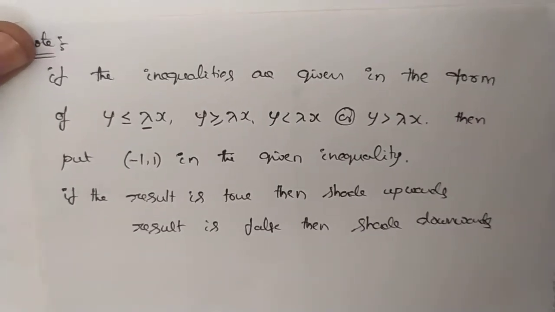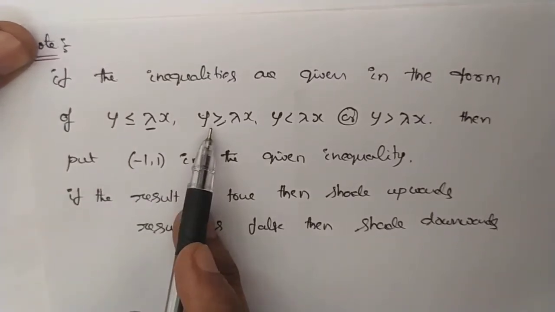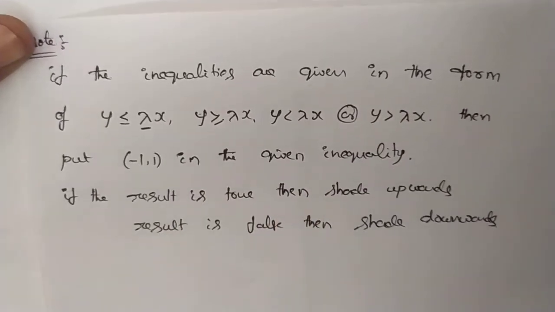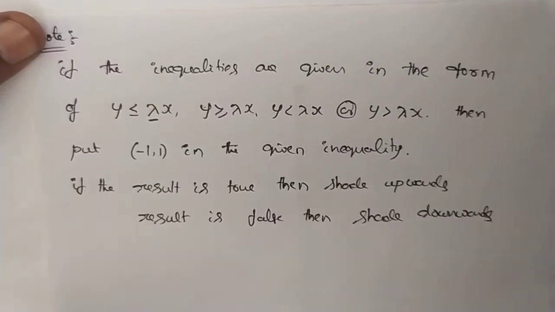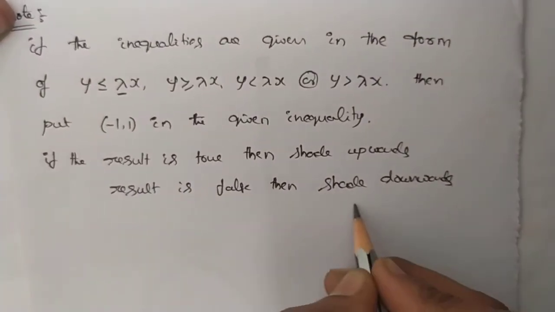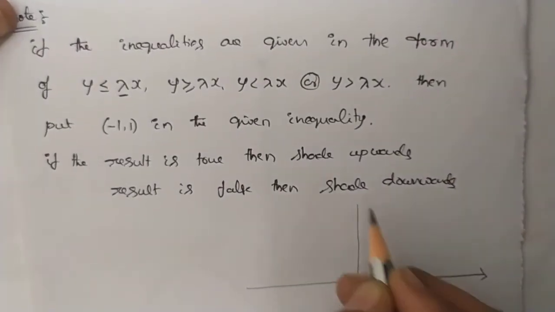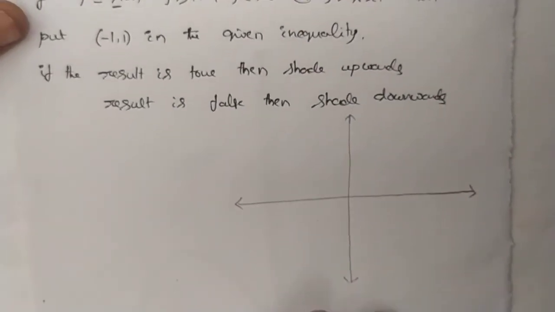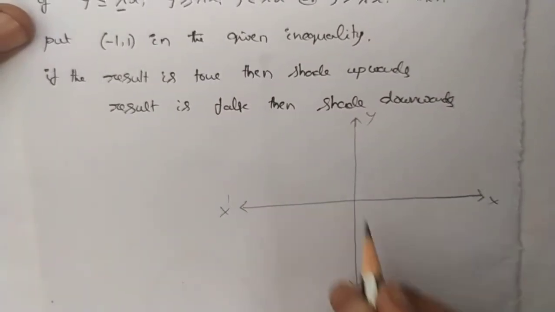This is the point if the inequalities are given in the form of y less than or equal to lambda x, y greater than or equal to lambda x, y less than lambda x, or y greater than lambda x. We know the line y equals lambda x. You just remember the concept of what you studied in your SSLC. It is the x-axis and it is y. It is x, it is y, and it is negative x and it is negative y.